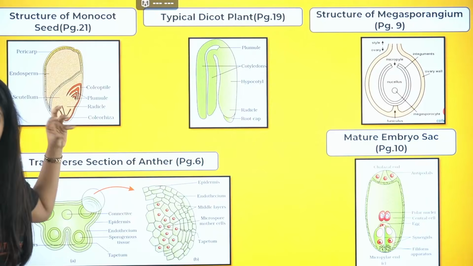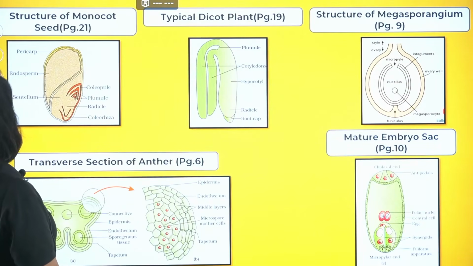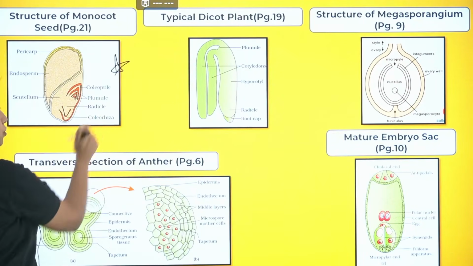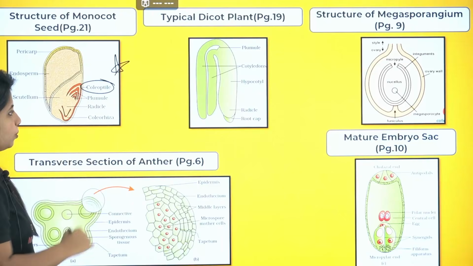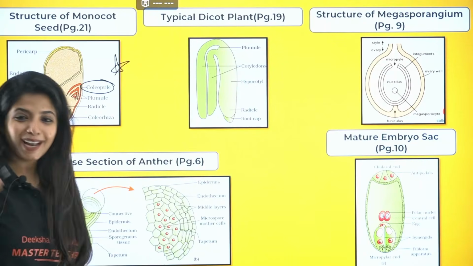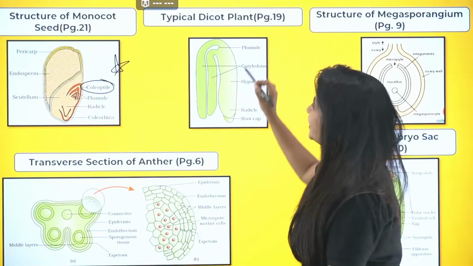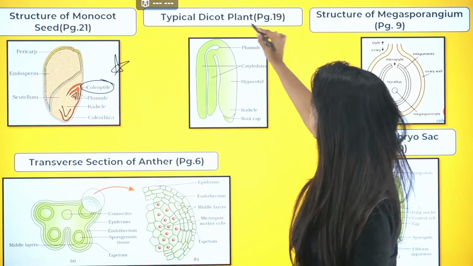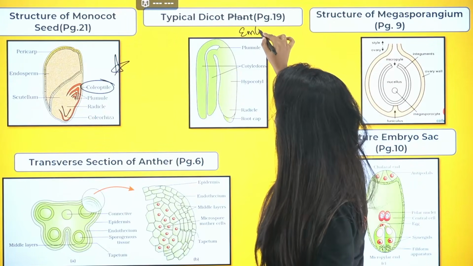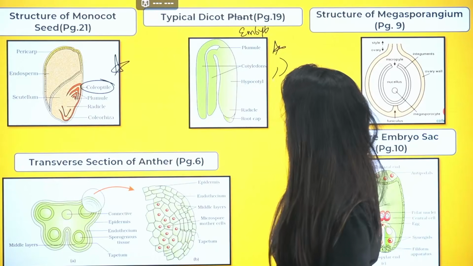Page number 21. Diagram based question might not come. You might be asked to label it. Labeling based question could come. What is this? So you should know it's coleoptile, coleorhiza and everything. And if this picture made you go nuts, let me tell you again, marathon could help you. Now, typical dicot embryo, the diagram is going to be this. It's an important diagram, just like monocot embryo.